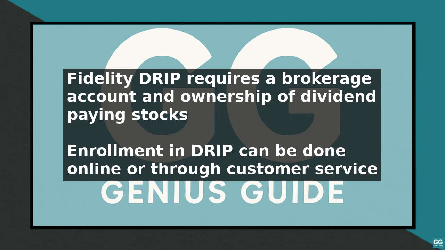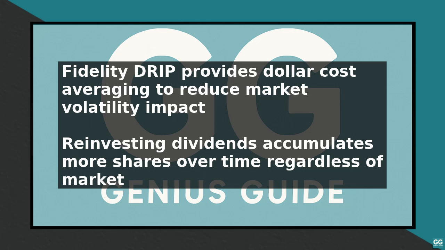For example, let's say you own 100 shares of a stock that pays a quarterly dividend of 50 cents per share. If you are enrolled in the DRIP program, Fidelity will automatically reinvest the $50 in dividend payments into additional shares of the same stock over time. This can help you accumulate more shares and increase your ownership stake in the company.